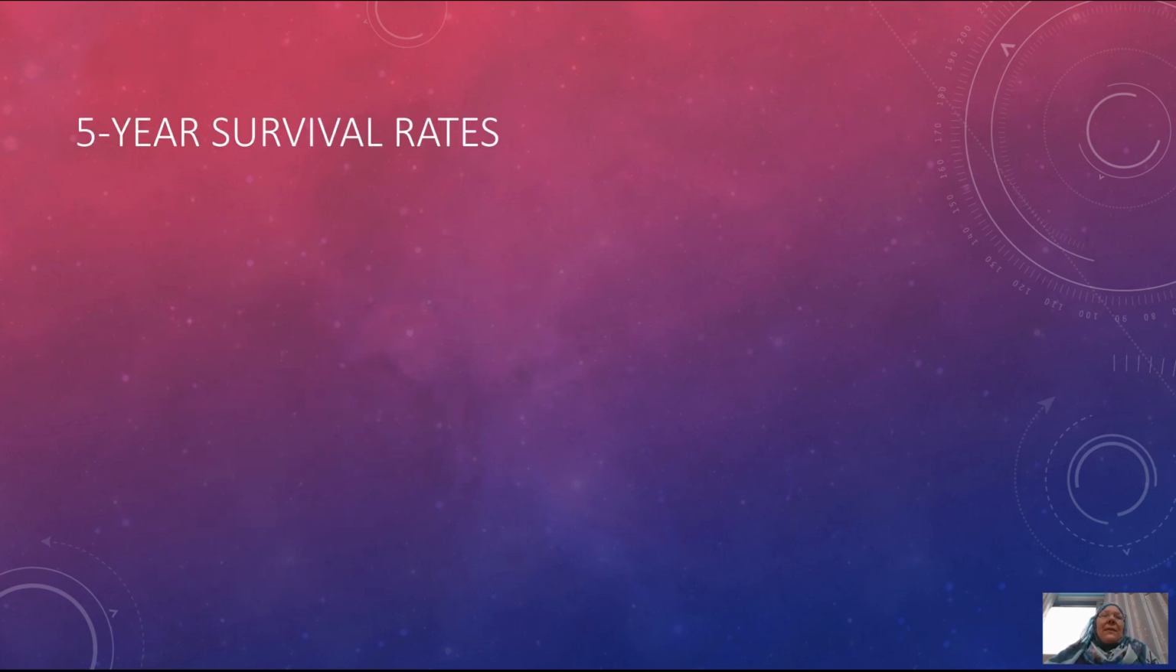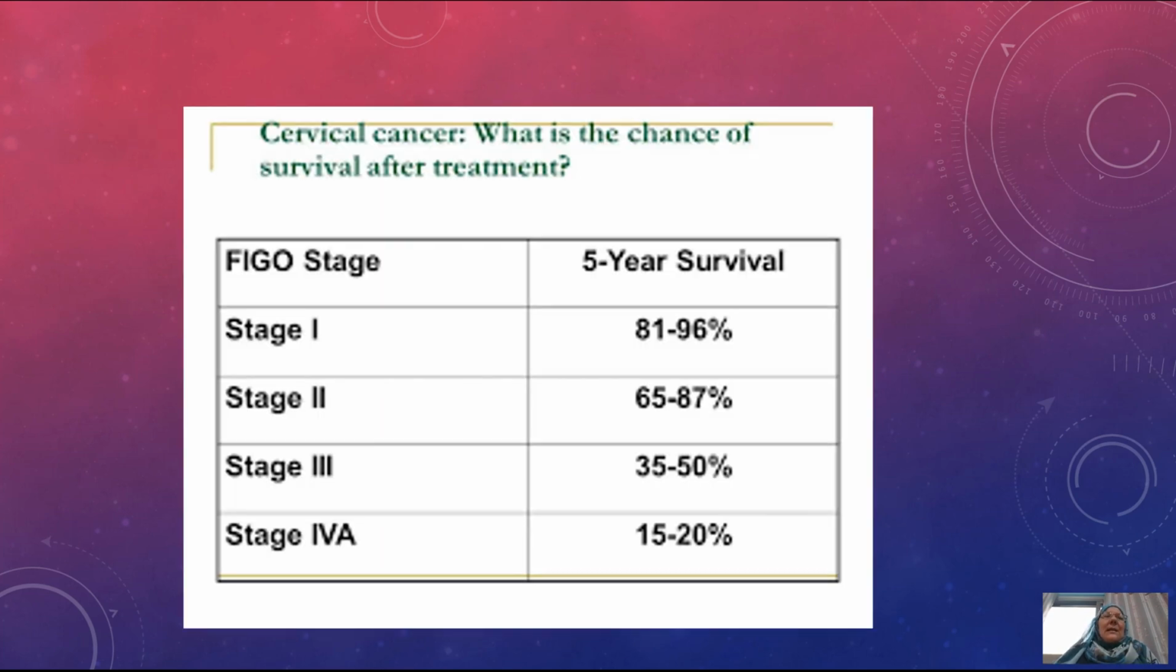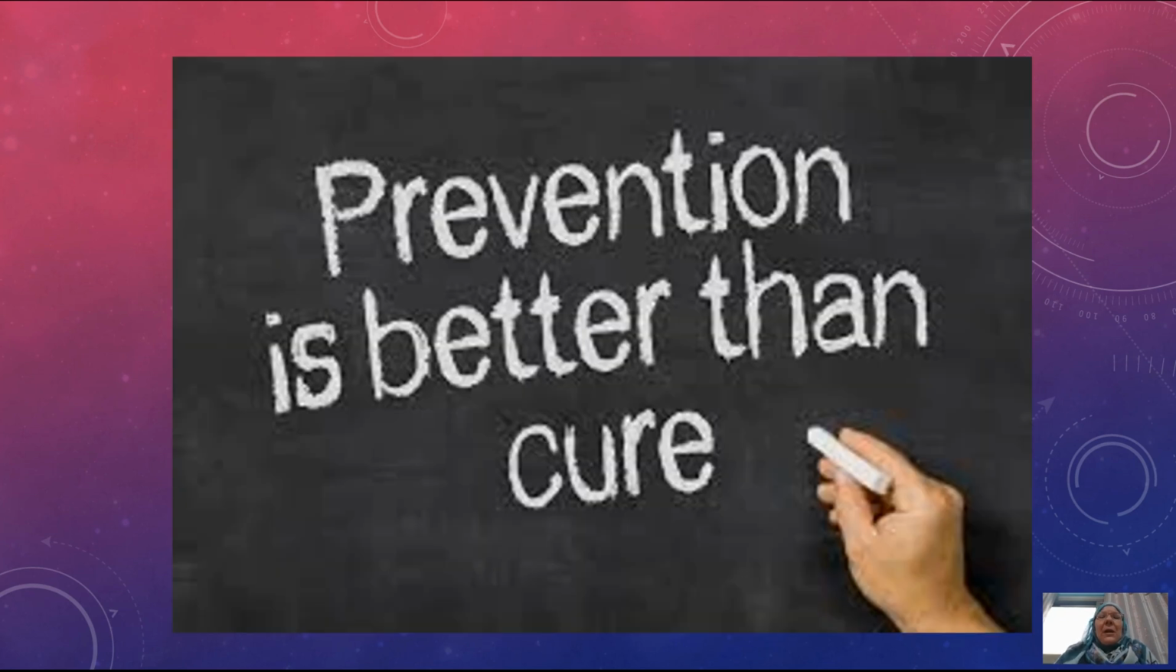So what is the 5-year survival rate after this ordeal of treatment? It is, as I'm sure all of you said, according to stage, and you can see that in stage 1 chances are very good, whereas in stage 4A or 3, chances are really very poor for cervical cancer survival. Therefore, prevention is better than cure. And second, if prevention cannot be achieved, then early diagnosis is better than late diagnosis.